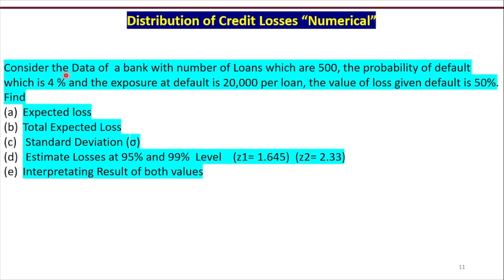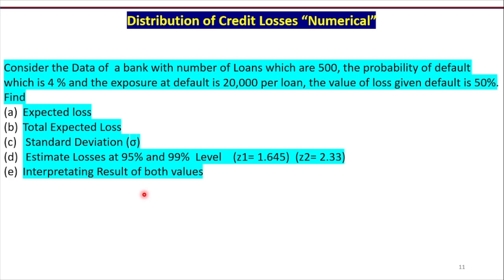Many things are written in the question, so you have to pick the correct things. Consider the data of a bank with the number of loans which are 500, the probability of default which is 4%, and the exposure at default is 20,000 per loan. The value of loss given default is 50%. We have to find: A, expected loss; B, total expected loss; C, standard deviation, which is sigma; D, estimate loss at 95 and 99% level, at two values, Z1 equals 1.645 and Z2 equals 2.33; and E, interpreting results of both values.